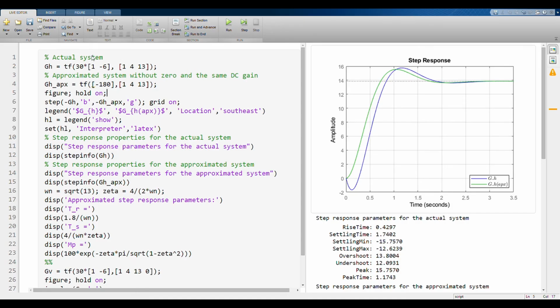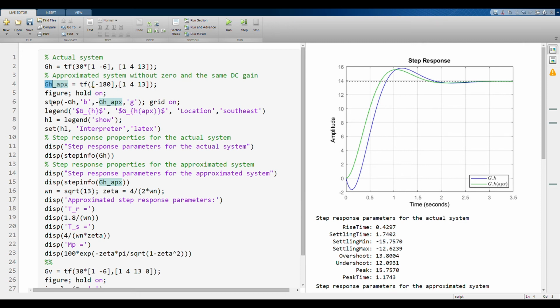Alright, so here we have our Matlab code. We have the GH implemented in the form of a transfer function, 30 times 1 minus 6 as the coefficients that we have for the numerator, and 1 4 13 as the coefficients that we have for the denominator. We also have the GH under APX, which is the approximate system, by removing the 0 at plus 6. So the transfer function will be in the form of minus 180, which is 30 times minus 6, and the denominator will be the same.